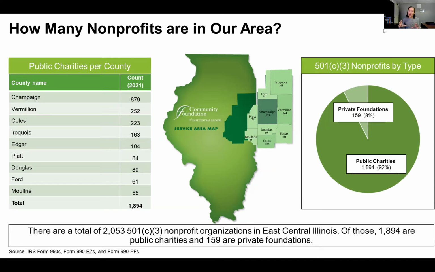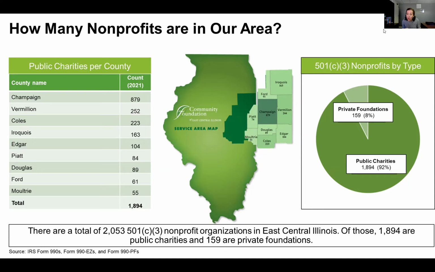So of those, 92% or almost 1,900 are public charities. And so these are nonprofits that are funded by a variety of sources. They tend to provide those direct services to the public. So under IRS rules, to get that tax exemption, that's going to be charitable, religious, scientific, literary, testing for public safety, fostering national or international amateur sports competition, or prevention of cruelty to children or animals. Those are exempt purposes. That's the IRS that sets what qualifies as exemption.